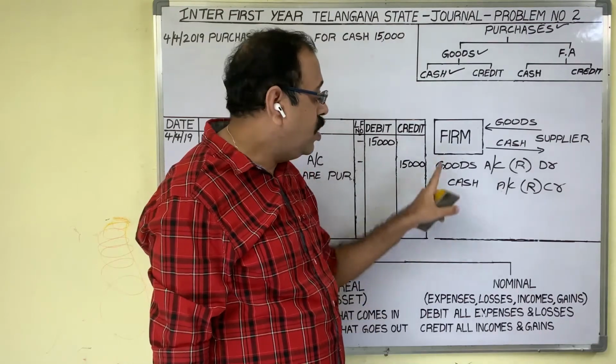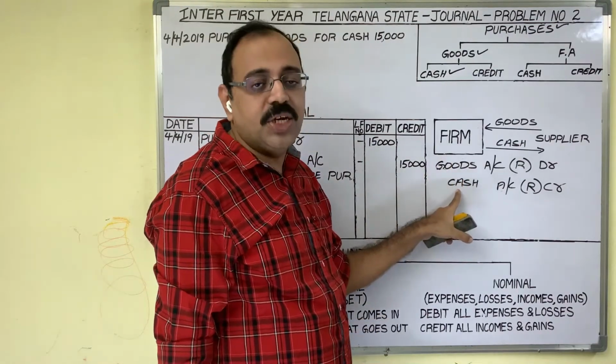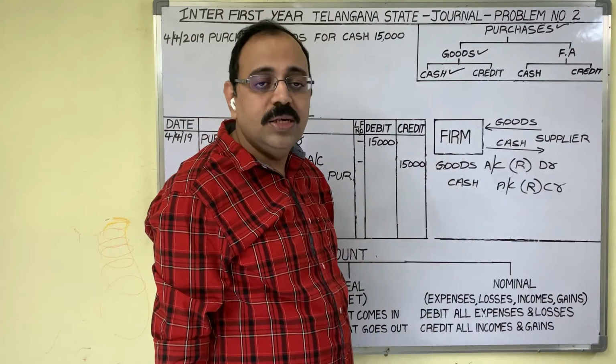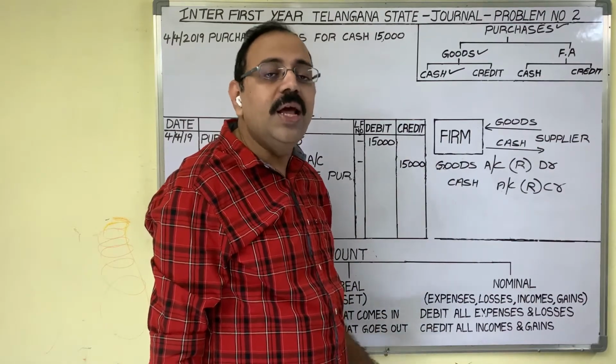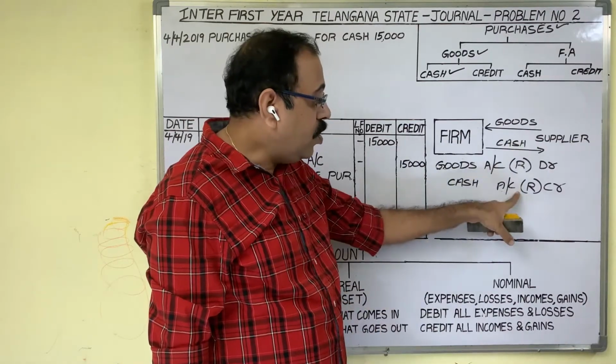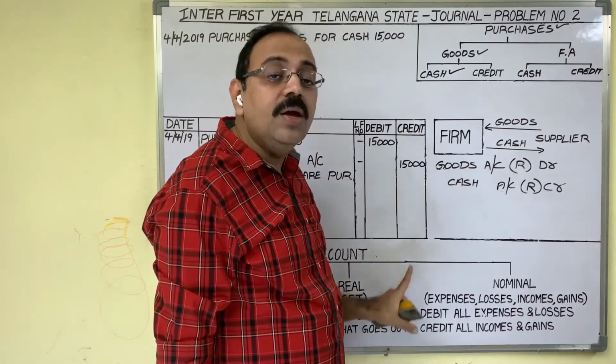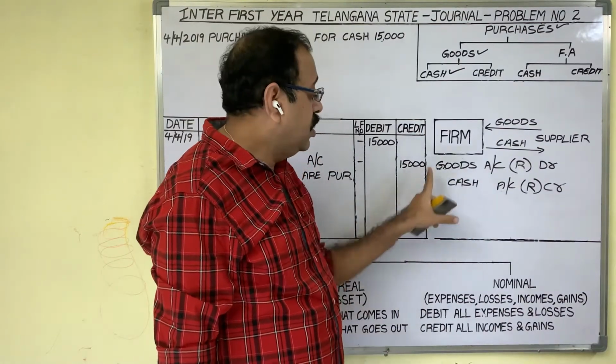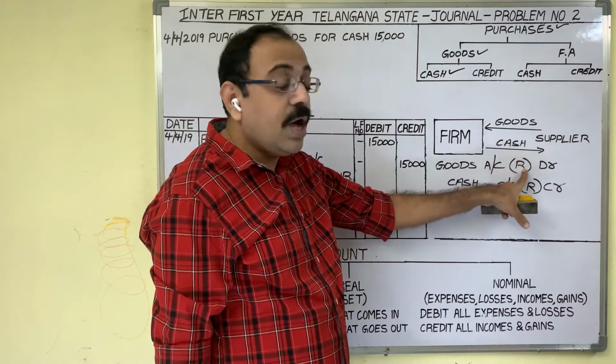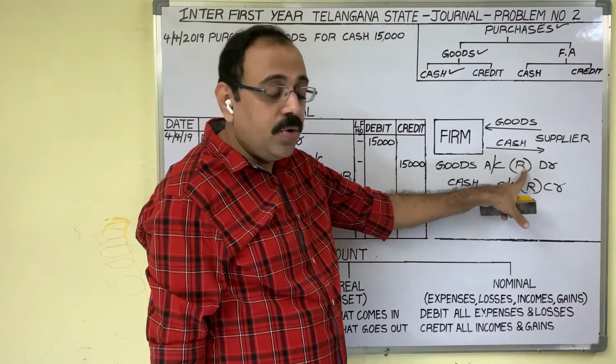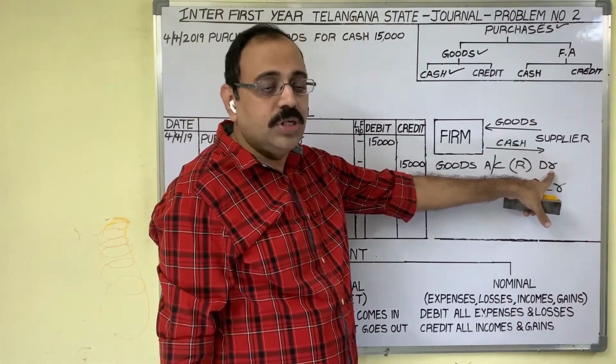Two accounts are goods account and cash account. Both are assets, so both come under real accounts. Real account rule: debit what comes in, credit what goes out. Goods are coming in now. According to the real account rule, we should debit goods account.